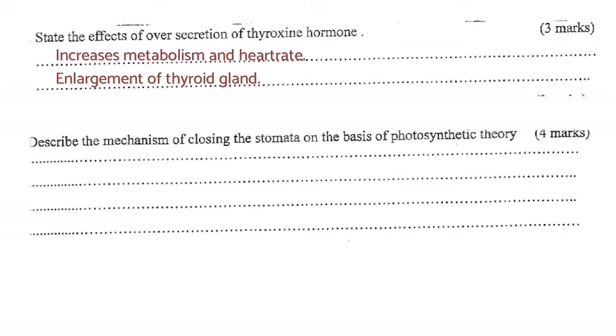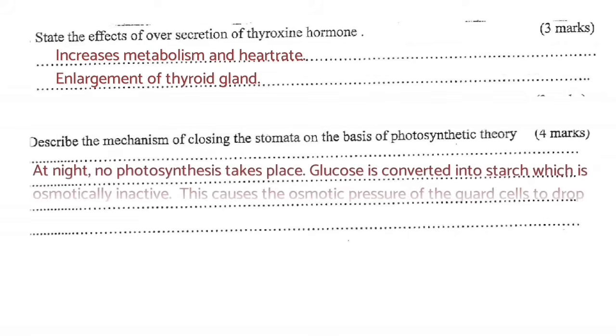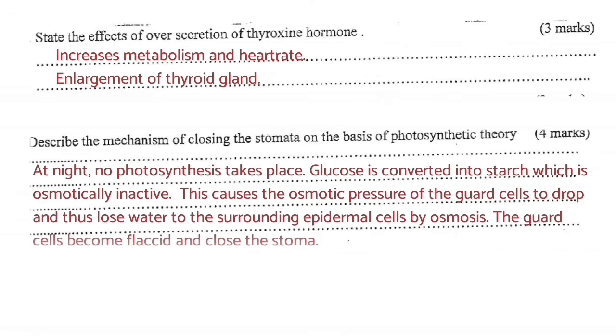Moving on. Describe the mechanism of closing the stomata on the basis of photosynthetic theory. So closing of the stomata occurs at night. At night, we don't have light. So no photosynthesis occurs. Glucose that is present is going to be converted into starch, which is osmotically inactive. Therefore, the osmotic pressure of the guard cells drops, causing them to lose water to the epidermal cells by osmosis. The guard cells become flaccid and draw close to one another, closing the stomata.